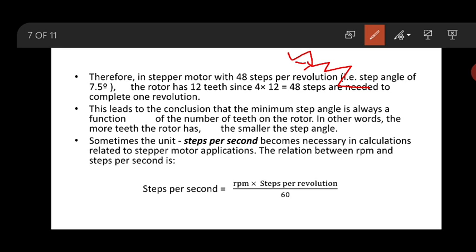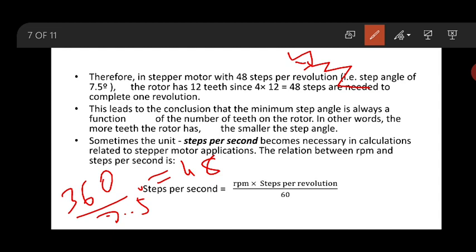Now if it is 7.5 degrees, for a total circle it will be 360 degrees divided by 7.5, and approximately you will get 48 steps. That means 48 steps are required to complete one revolution. This 7.5 degree is a constant for the stepper motor we are using in the current laboratory, also for academic use.